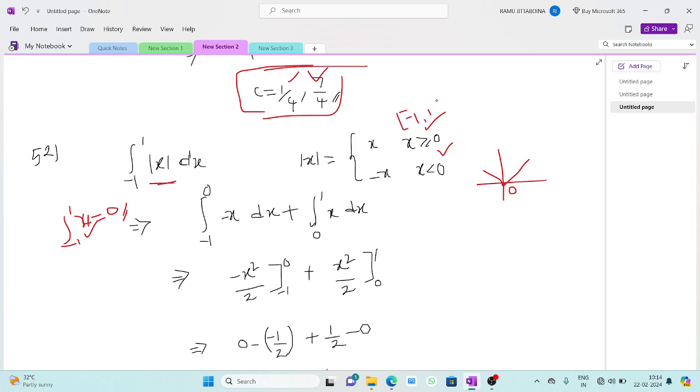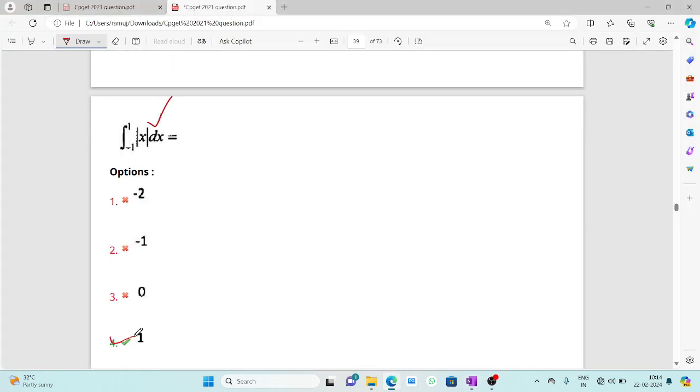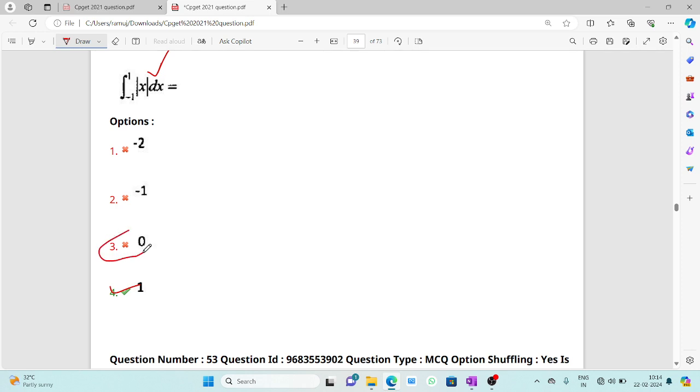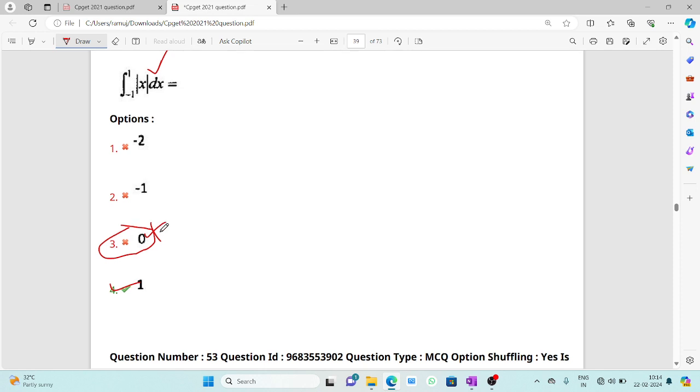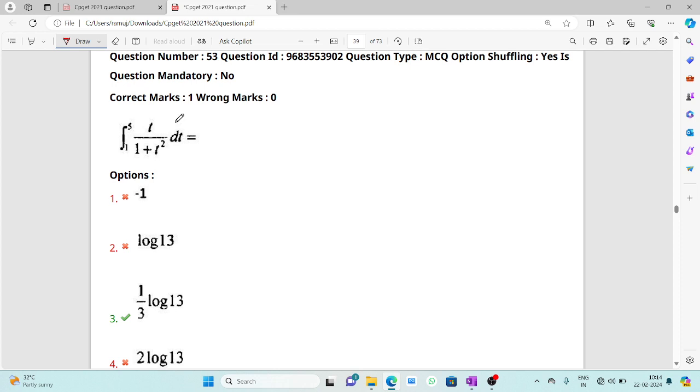So we can say that from -1 to 0 it is -x, and from 0 to 1 it is x dx. If you integrate and substitute the limit values, we get 1/2 plus 1/2, and if you do the LCM, we get 1 as the answer for this question. Many people made this mistake and thought 0 is the correct option, but that is not possible.